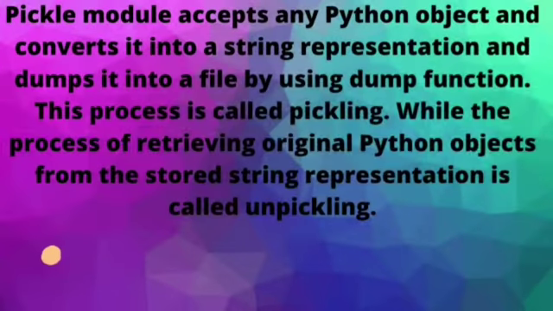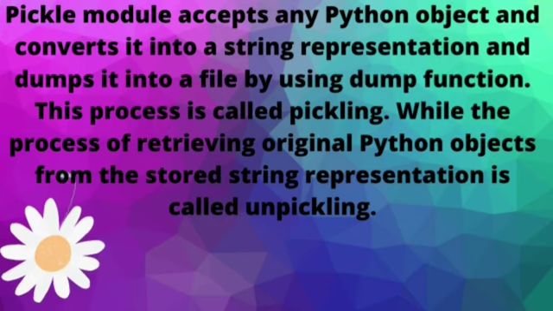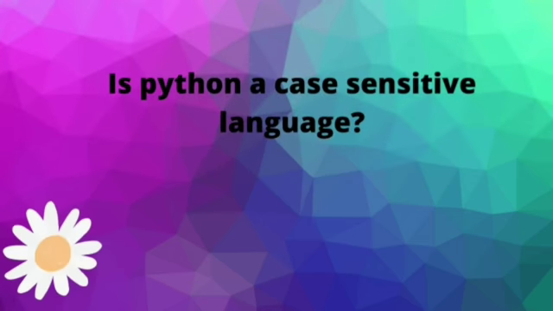And the answer is pickle module accepts any Python object and converts it into a string representation and dumps it into a file by using dump function. This process is called pickling, while the process of retrieving original Python object from the stored string representation is called unpickling. And next question, is Python a case sensitive language?